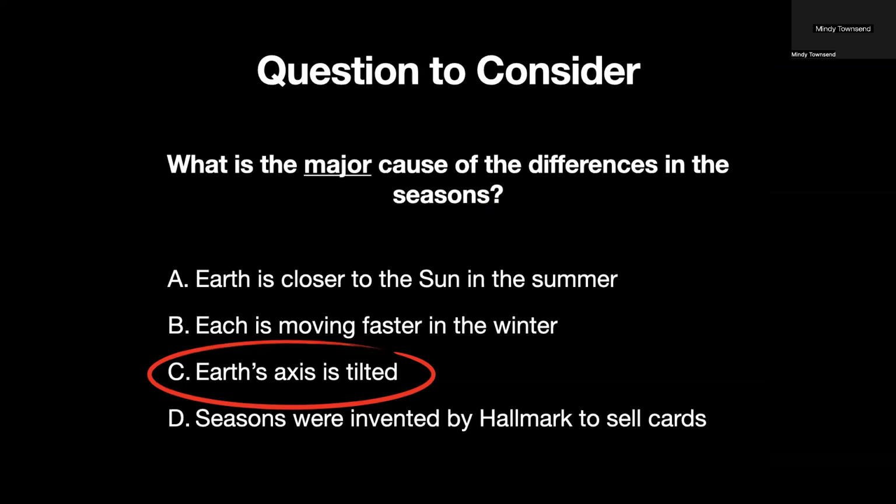Okay, so hopefully now we can come back to our initial question of what is the major cause of the seasons? And you now understand that the answer must be C, because the Earth's axis is tilted, right? Sunlight will hit some regions more directly than at other times, causing these cycles of cold and warm weather. But I think that's it for this lecture.